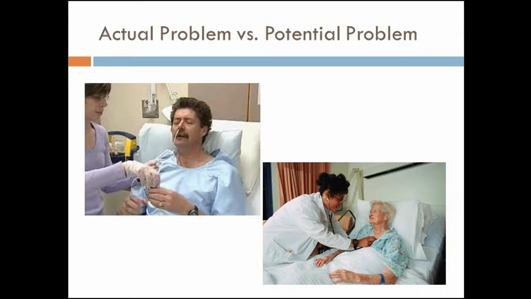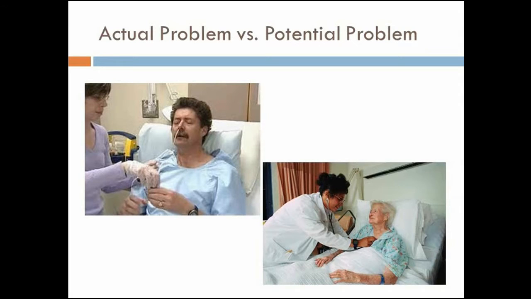So generally, we're going to treat a real problem over a potential problem. If you've got a patient who's actively bleeding, of course we're going to deal with that before we would handle a patient who might be in pain because their pain medicine may not work. You get what I'm saying?